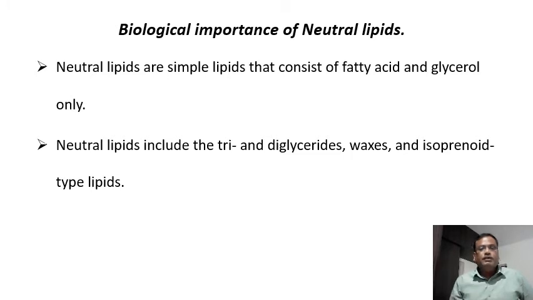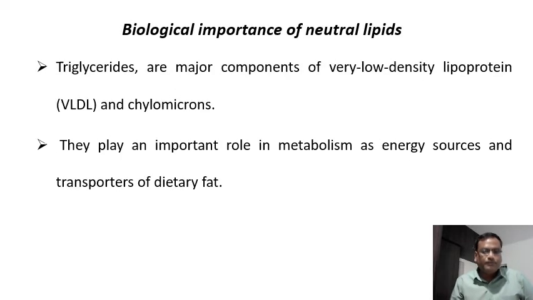Neutral lipids are simple lipids that consist of fatty acid and glycerol only. Neutral lipids include tri and diglycerides, waxes, and isoprenoid type of lipids, which we already studied in the previous session. Now, here, triglycerides are the major components of very low density lipoprotein and chylomicrons. So, VLDL, low density lipids, are not good lipids.